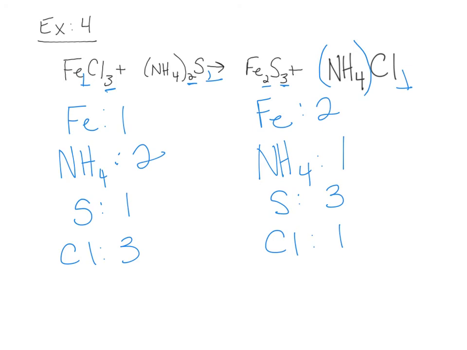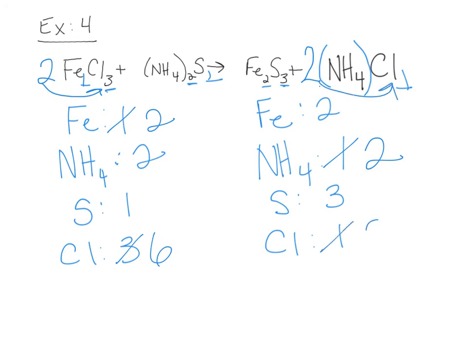Now our first job is to balance the iron. So if we have 1 on the reactant side and 2 on the product side, then the coefficient that we're going to put here is 2. That's going to give us 2 iron, but it's going to change our chlorine. 2 times 3 gives us 6 chlorine. So now, so far, our irons are working out. Our next step is to do our ammoniums. And for ammonium, we have 2 on the reactant side and only 1 on the product side. So I'm going to put a 2 in front. That's going to give me 2 ammonium and 2 chlorine on that side.